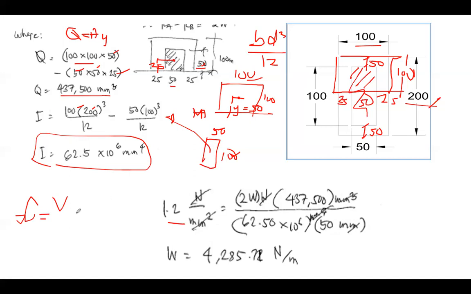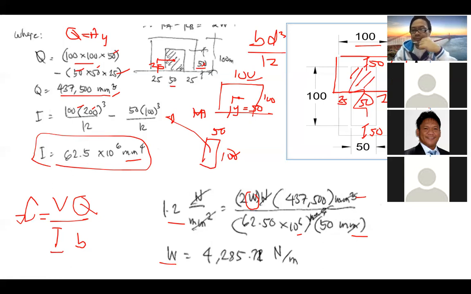Okay. Q, ito, millimeter to the power of 3. I, ito, millimeter to the power of 4. Then, B is in millimeter. So, therefore, we can compute W. Okay? Is it clear? I think it's clear.